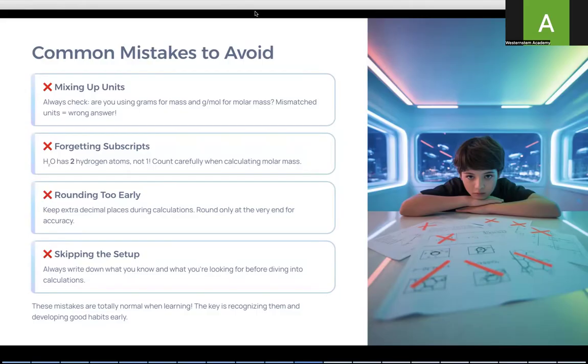Forgetting subscripts. H2O has 2 hydrogen atoms, not one. Count carefully when calculating the molar mass, because if you don't, you're going to get the wrong answer. Rounding too early. This is a common one. Keep extra decimal places during calculations. Round only at the very end for accuracy. Skipping the setup. Always write down what you know and what you're looking for before diving into calculations. These mistakes are totally normal when learning. The key is actually recognizing them and developing good habits early.